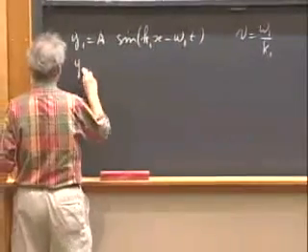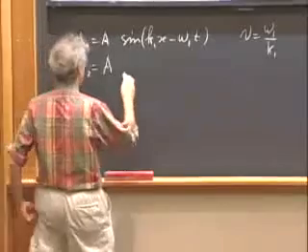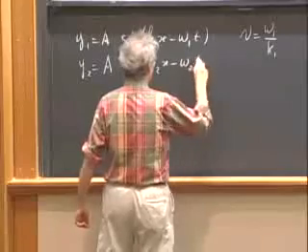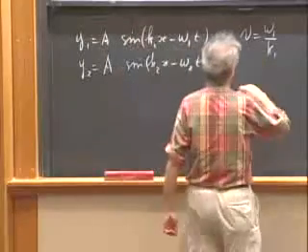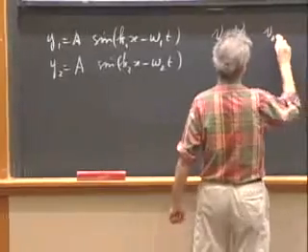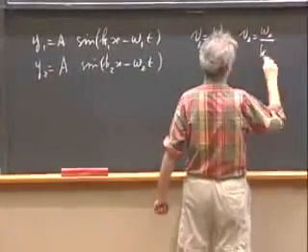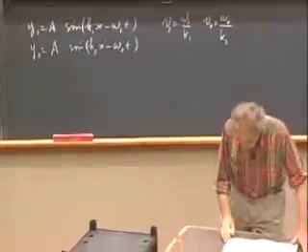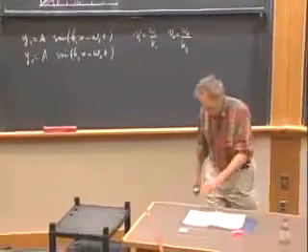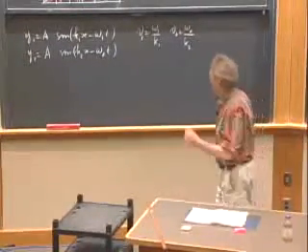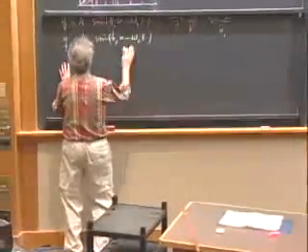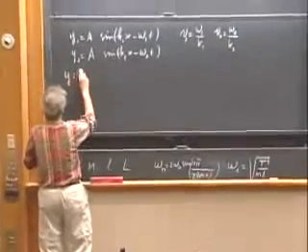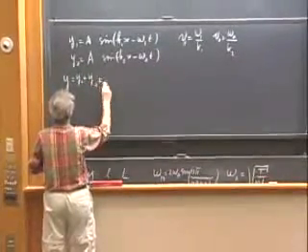And then I have a second one, which for simplicity I give the same amplitude, a times the sine of k2 times x minus omega 2t. And this is v1, and v2 is omega 2 divided by k2. And the two are not the same. If they are the same, then it is a non-dispersive medium, but they are not the same. And so now I want to add them. So I want to know what y is, which is the sum of the two. So y is y1 plus y2.